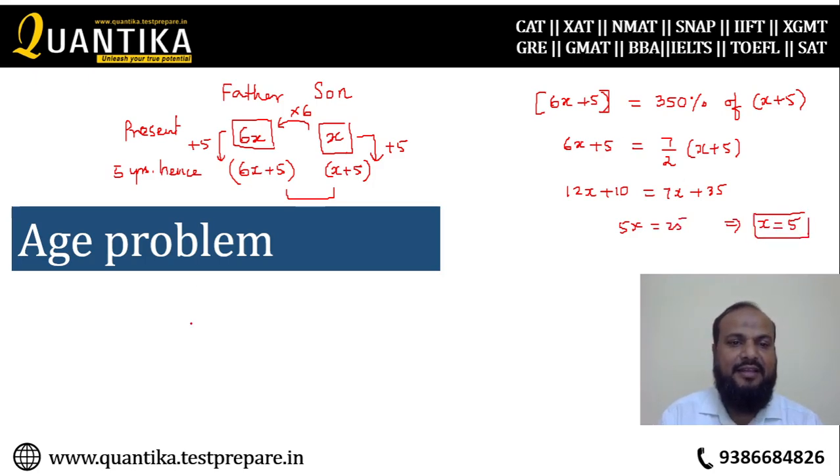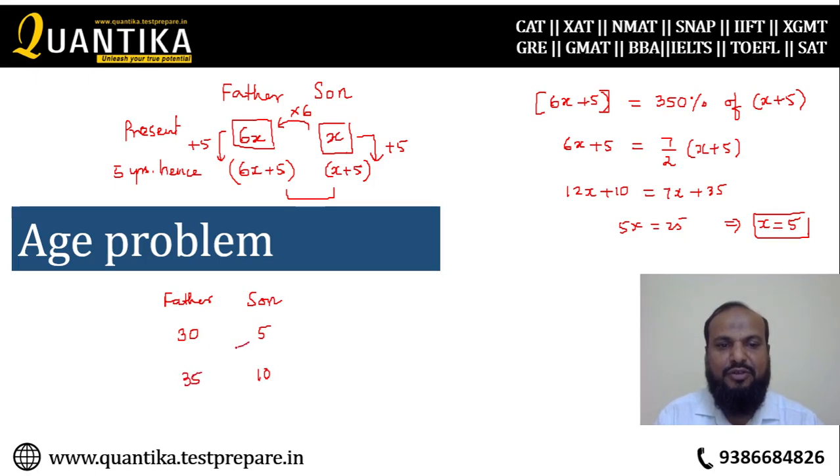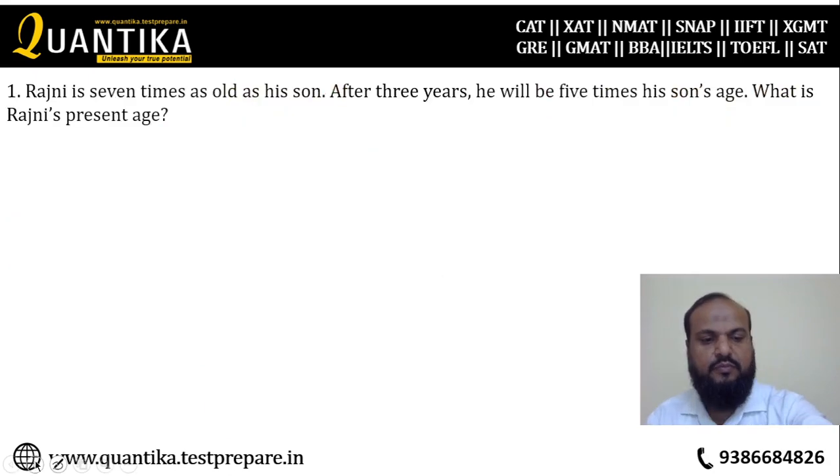If the son is 5 years, at present the father needs to be 30 years. Son and father, 5 and 30. After 5 years this will become 10 and that will become 35. So now it is like 6 times and then it will be like 250% more, or 350%, or 3.5 times, whichever way. So we will tackle a few questions to understand the concept of age problems.